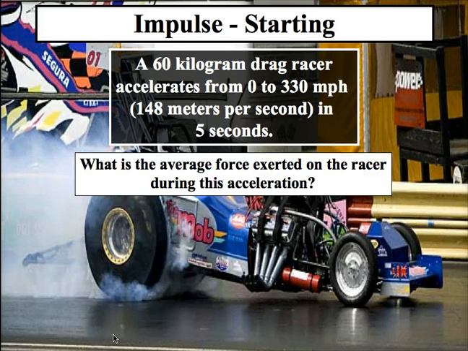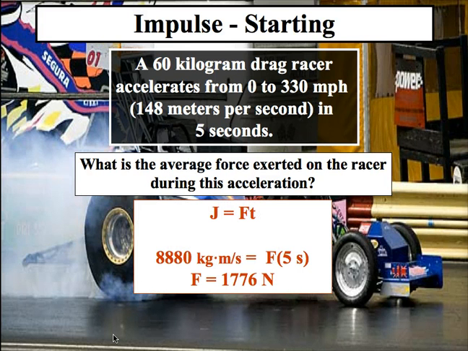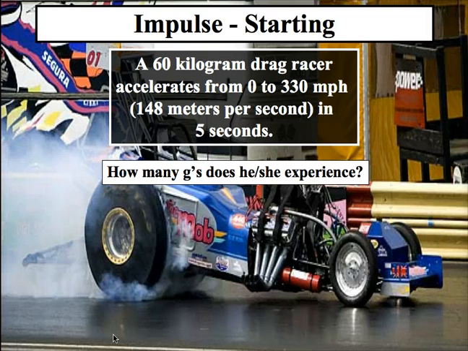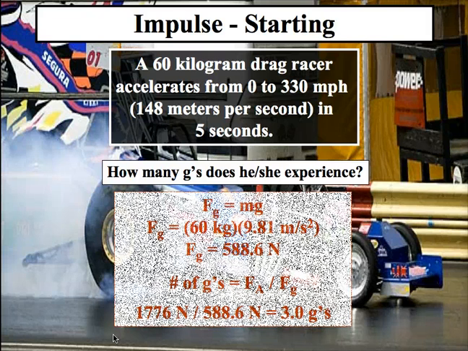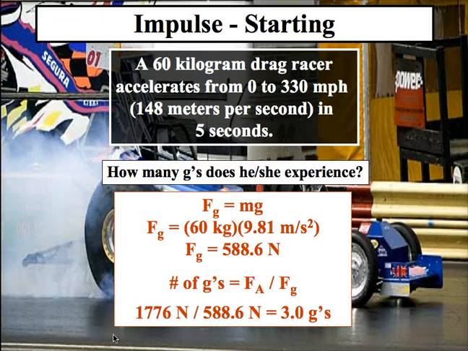What's the average force exerted? Well, we can do that working backwards from Ft, and we get 1776 newtons for 5 seconds. How many G's does he experience? Well, that's a comparison of the amount of force applied to the amount of force we normally would experience due to gravity. So the force due to gravity would, of course, be 588.6 newtons. Oh, gravity, your force on me is m times g. And, of course, comparing the force applied to the force of gravity, we get about 3 G's.